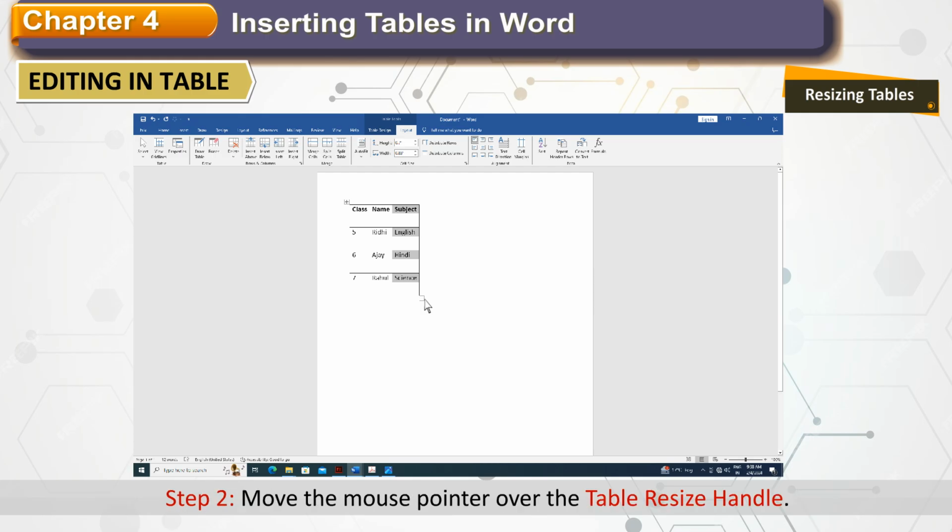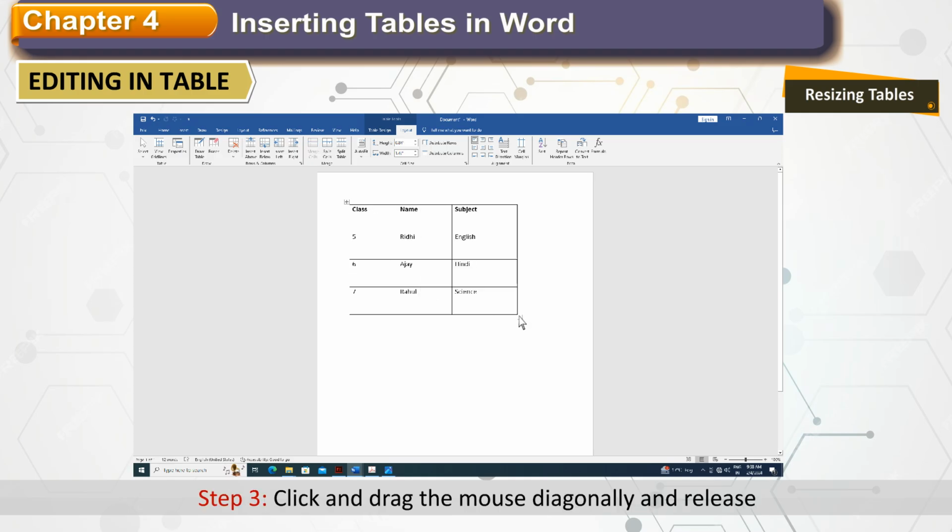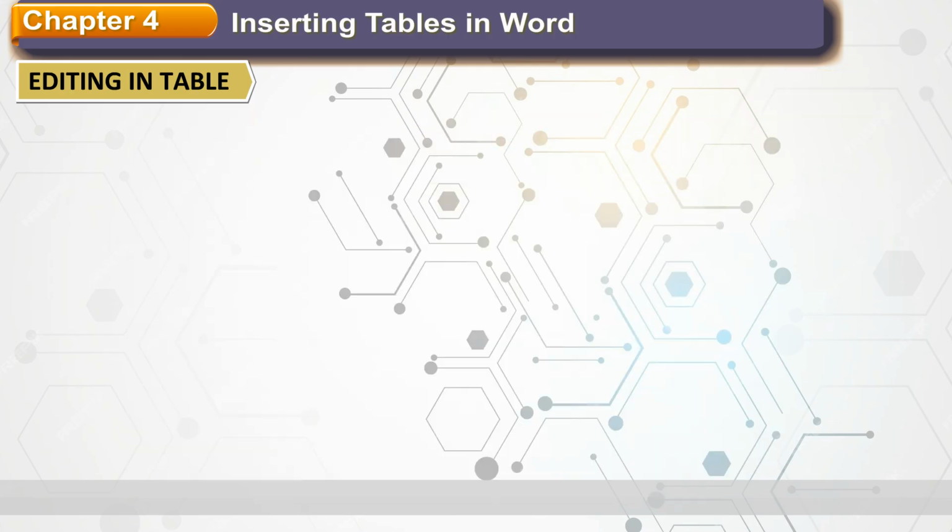Step 2. Move the mouse pointer over the table resize handle. The mouse pointer converts to two-headed cross arrows. Step 3. Click and drag the mouse diagonally and release the mouse button when you get the desired size.